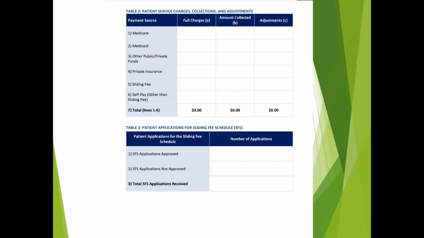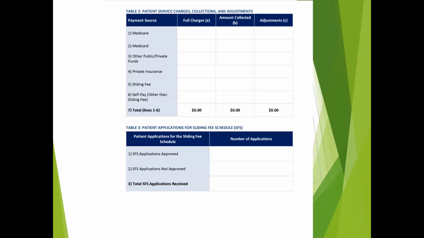Table 2 will be about patient service charges, collections, and adjustments. So this can stump a lot of people too, because again, it is subtraction and a little bit of math here. But basically, for example Medicare, whatever the full charge of that payment source is, you put in column A. For B, the amount that was actually collected from those Medicare patients, put in B, and then it's just adjustments.